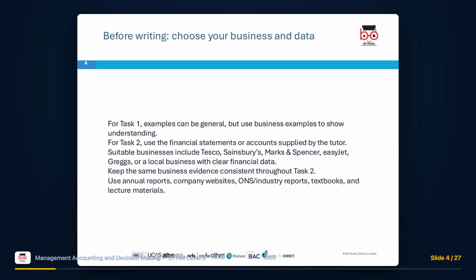Before writing, choose your business and data. Task 1 examples can be general, but use business examples to show understanding. For Task 2, use the financial statements your tutor supplies. Suitable businesses include Tesco, Sainsbury's, Marks & Spencer, EasyJet, Greggs, or a local business with clear data. Keep the same business consistent throughout Task 2 and use annual reports, industry data, textbooks, and lecture materials.